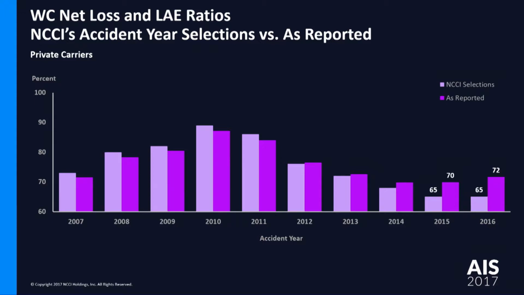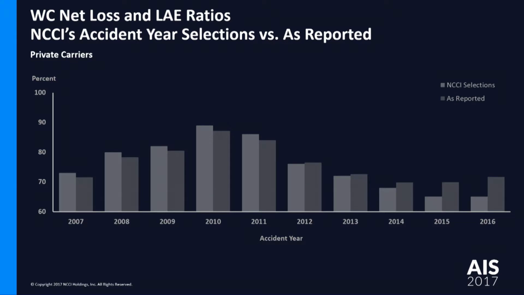The pattern of deficiency and redundancy follows the underwriting cycle. Looking at the light purple bars, you'll notice that the NCCI selections for accident years 07 through 11 are higher than the industry booked. The opposite is true for 12 through 16. In fact, we expect the booked loss and LAE ratio of 72 for 2016 to develop downward to 65 over time. In other words, we expect accident years 07 to 11 to be deficient and 12 through 16 to be redundant.